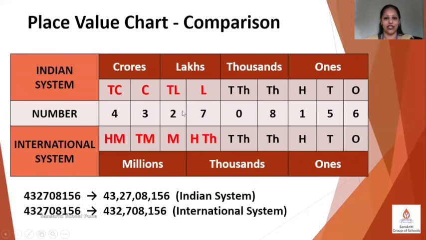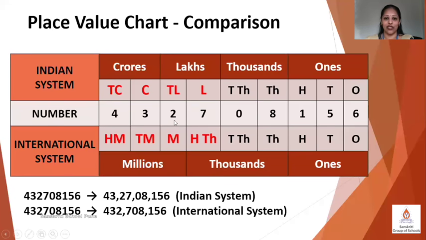The difference starts from the 6th digit. The 6th digit is in the lakhs place in the Indian number system, whereas it is in the 100,000s place as per the international number system. The names of these places are different, but the value remains the same. The place value of this place is 1 followed by 5 zeros. The name differs, but the value remains the same.